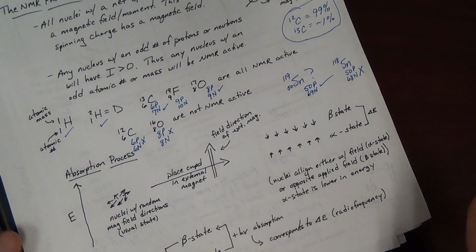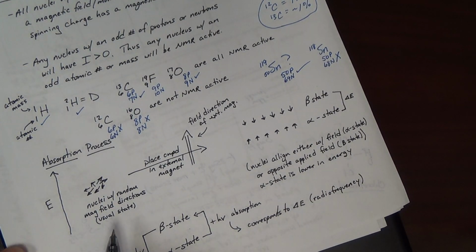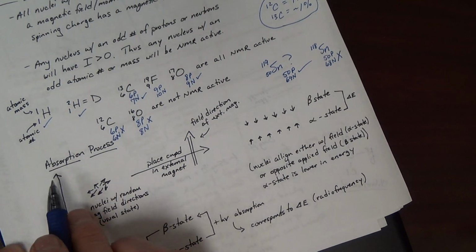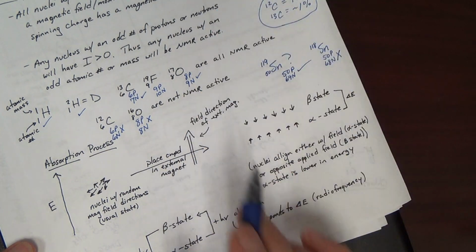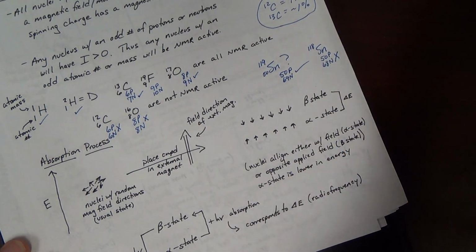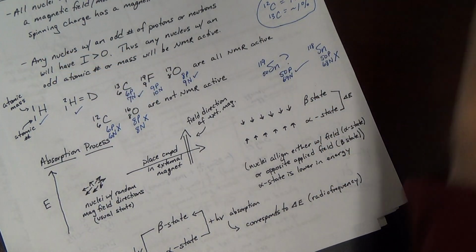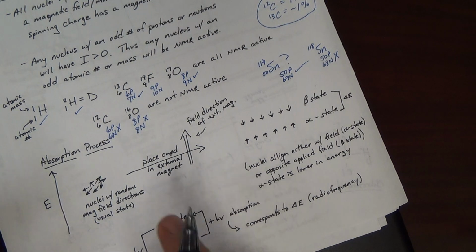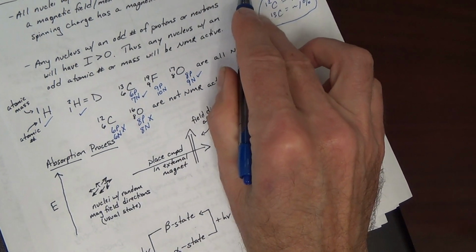Now let's look at the absorption process. Let's assume we're working with a nucleus or nuclei which have a magnetic moment. With a given sample, we have billions and billions of nuclei in the tube. Let's say we just want to probe the proton NMR, protons. So let's just focus on the protons. There's still a gazillion protons there. They all have a magnetic moment.